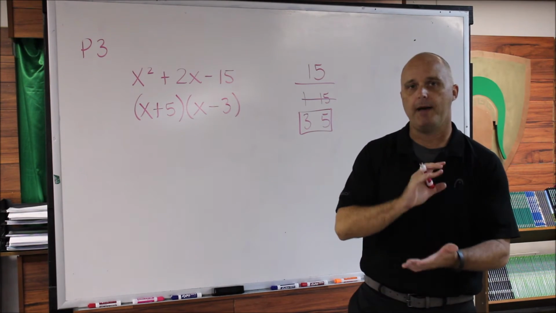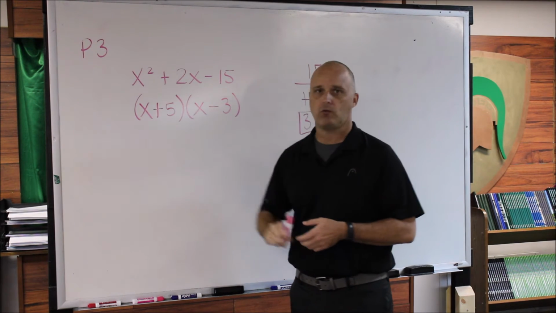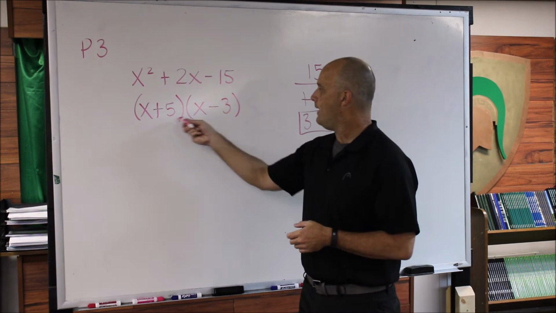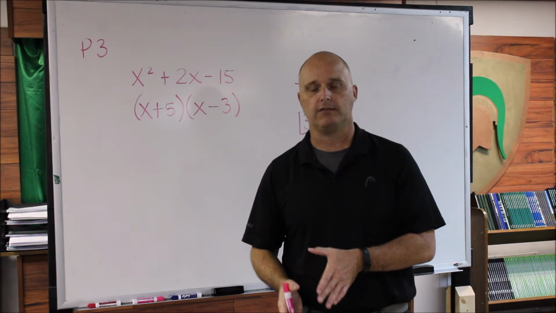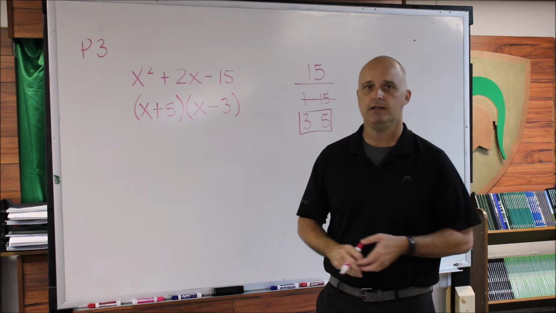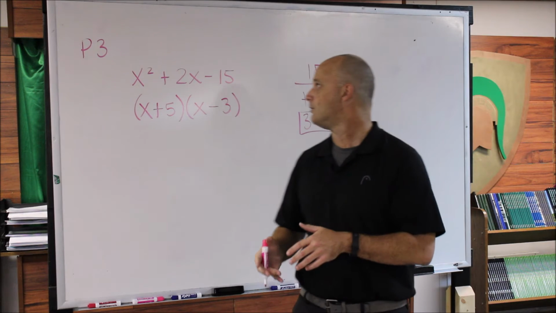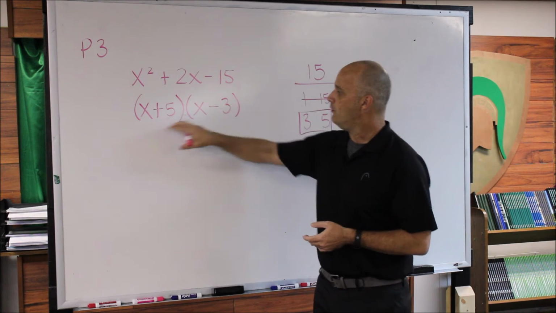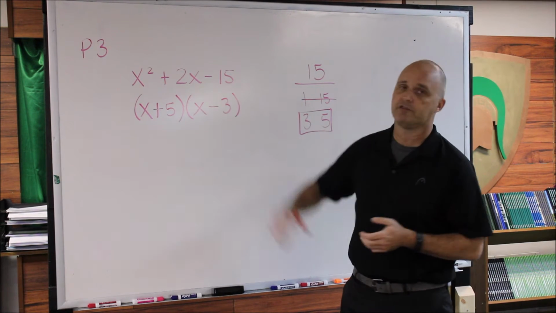Now again, I want to go back and check to make sure that I've done this correctly. So x times x is x squared. X times negative 3 is negative 3x. 5 times x is 5x. So you get 5x minus 3x is positive 2x. 5 times negative 3 is negative 15. So we end up with every term being correct: x squared plus 2x minus 15. So I know that this factor pair is the correct pairing for this expression.